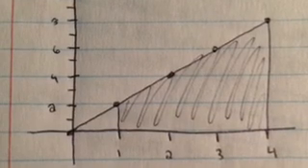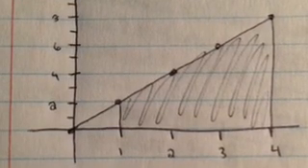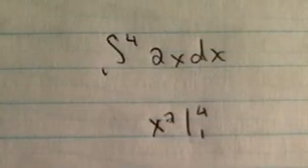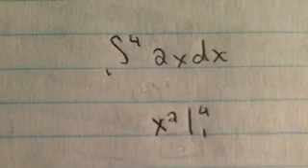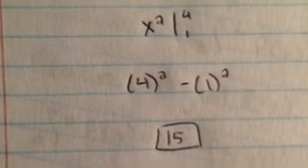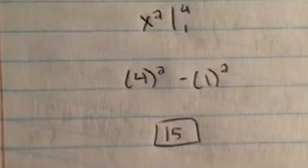Here you can see what part of the graph under the curve we are finding the area of. Integrating this equation, we get x squared. Taking the definite integral from 1 to 4, we get 16 minus 1, which is 15. The area under the curve 2x from 1 to 4 is 15 units squared.